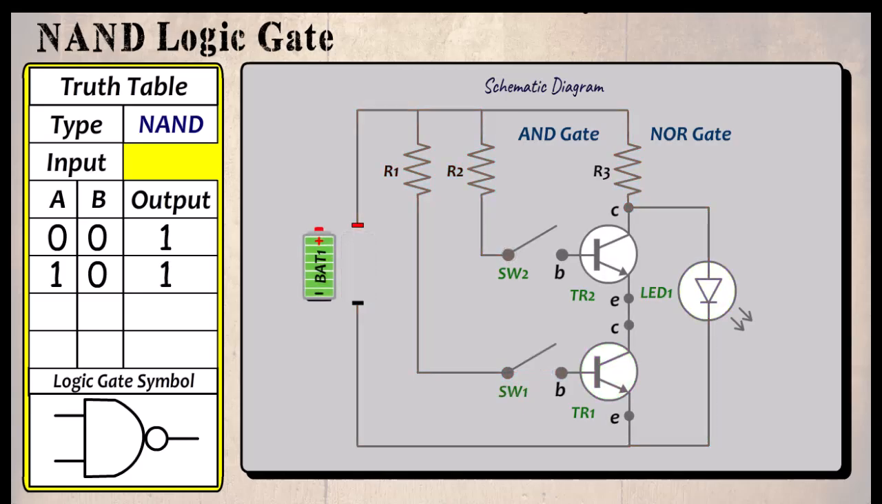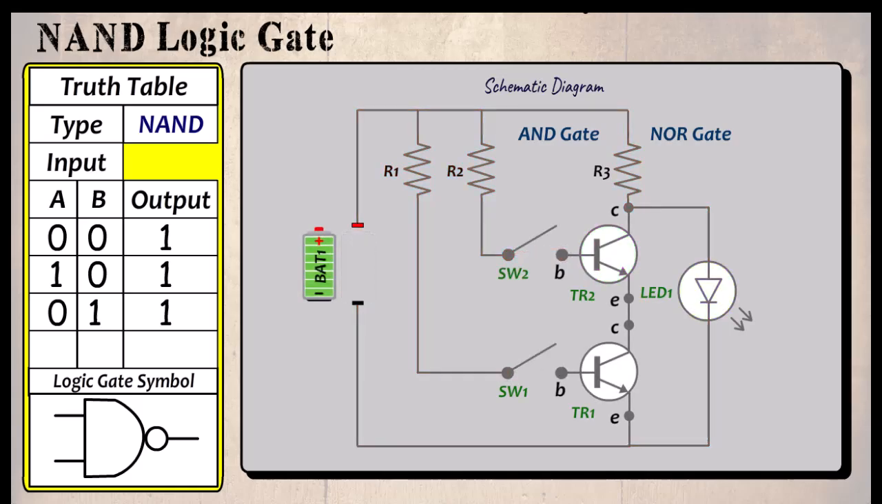The next example, SW2 is closed. When the current reaches the collector of TR2, although TR2 is on, TR1 is off, so the path again is through the LED. So if the input is 0 and 1, then the output is 1.